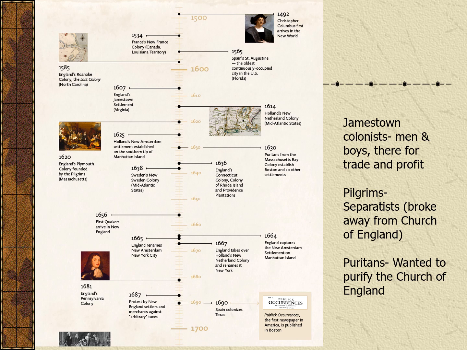The Jamestown colonists, which were mostly men, and they were really there for trade and profit. The Pilgrims, who are separatists, meaning they're going to break away from the Church of England, and they're going to be settling in Plymouth. And then the Puritans, who want to purify, hence their name, the Church of England, and they're going to be settling in Massachusetts Bay.